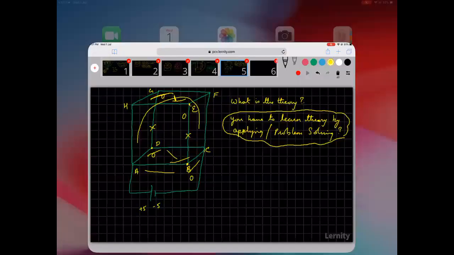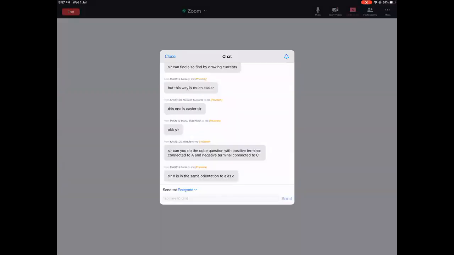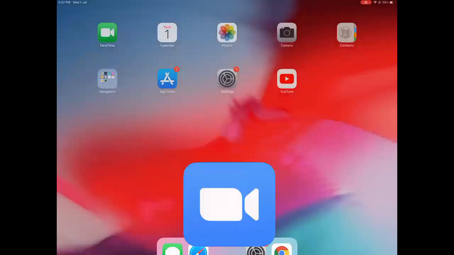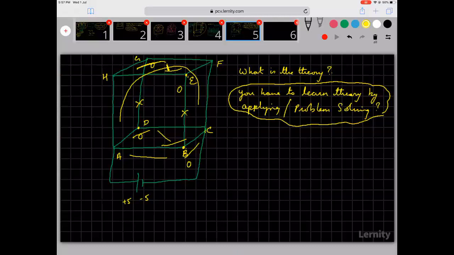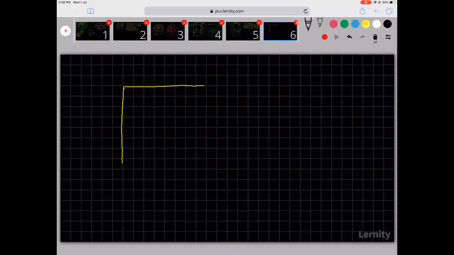Okay, H is in the same orientation to A as D. Yes, I have no problem. You are right. H and D are at the same potential. No problem. But it won't help me. There are other things which have already helped me. So I don't want to use everything. There are many tools, many hints or many substeps. So I don't want to use all the steps every time.